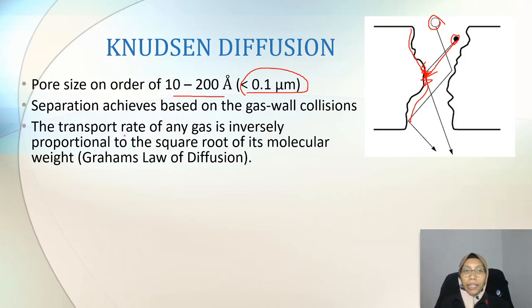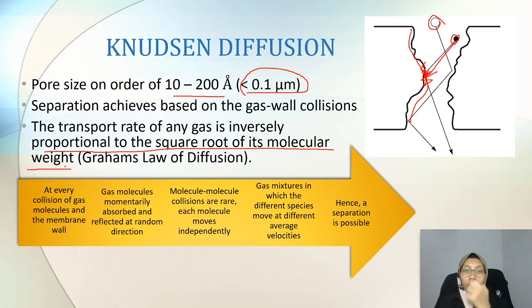The transport rate of any gas is inversely proportional to the square root of its molecular weight. This is based on Graham's law of diffusion. This is the mechanism. At every collision of a gas molecule with the membrane wall, the gas molecule momentarily absorbs, and then reflects in a random direction.